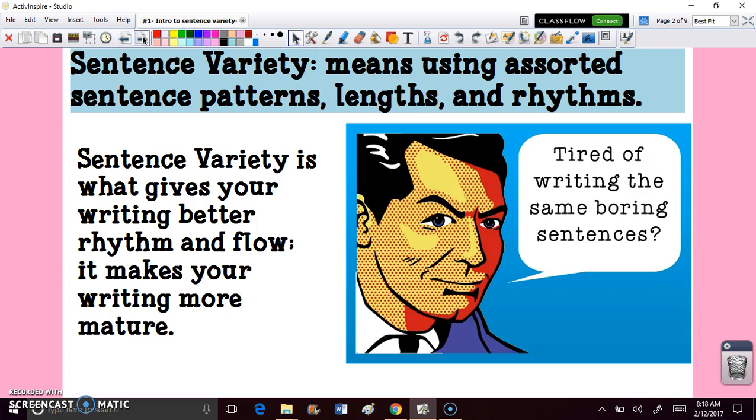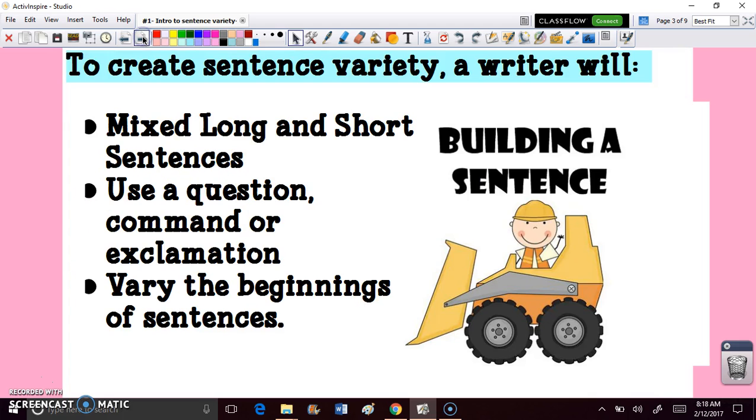So when you are writing more sophisticated writing, you want to make sure that you don't just have all simple sentences. You have a combination. You have some compound sentences, complex sentences, and some simple ones. To create sentence variety, a writer is going to mix long and short sentences together, use a question sentence, a command sentence, or an exclamatory sentence, a mixture of the three most common sentence types. You can also vary the beginnings of your sentences, and that's a really great way to add a little variety. If every sentence starts with the subject and the verb, that can also get repetitive.